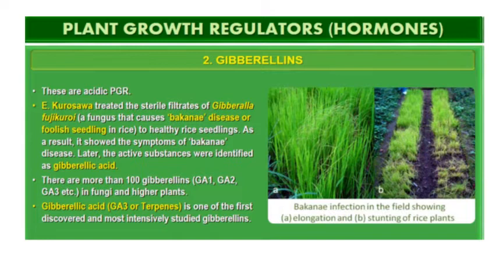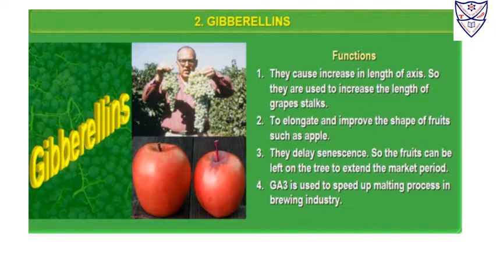There are more than 100 gibberellins in fungi and higher plants. Gibberellic acid is one of the first discovered and most intensively studied gibberellins to date. They cause an increase in length of axis, so they are used to increase the length of grape stalks, to elongate and improve the shape of fruits like apples. They delay senescence, so the fruit can be left on the tree to extend the market period. They are also used to speed up the malting process in brewing industries.